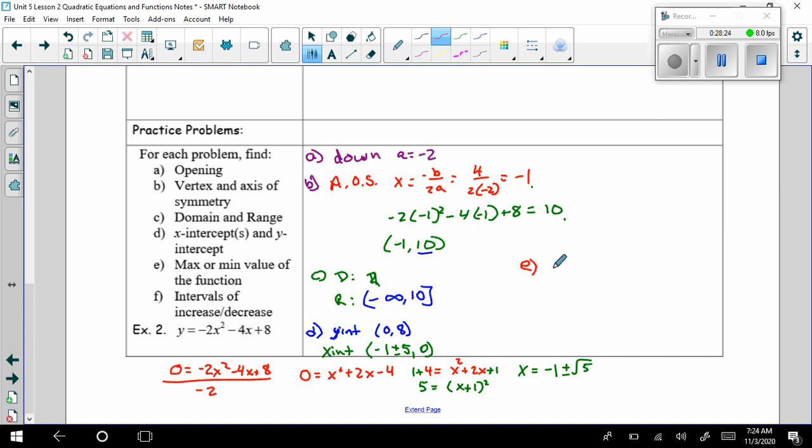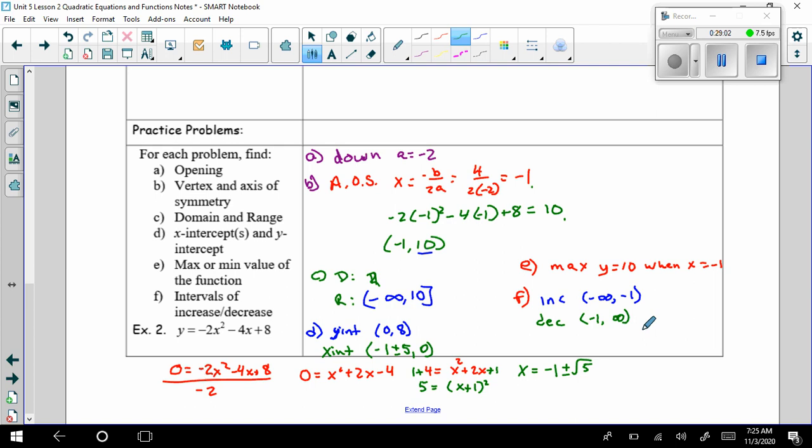is your maximum or minimum value of the function. We have a max of y equals 10 when x equals negative 1. Because we have a max, we are going to increase from negative infinity to our vertex value of negative 1. Remember, we use x values. And then we'll decrease out of that. So we go from negative 1 to infinity, decreasing.